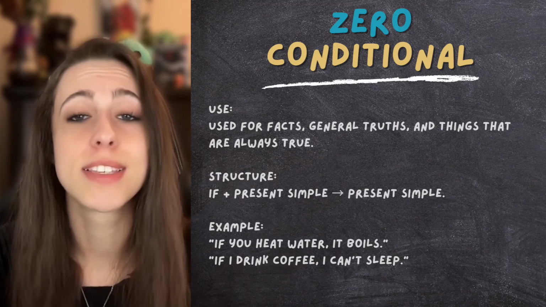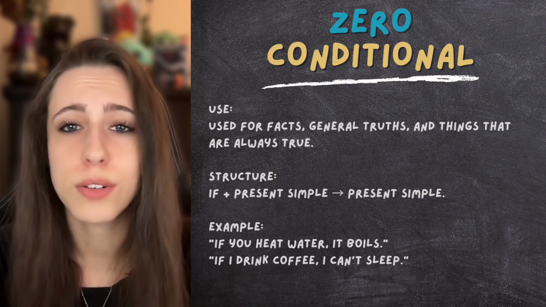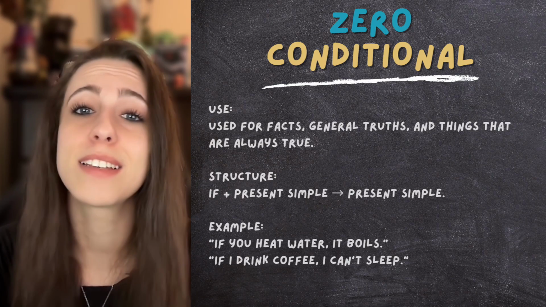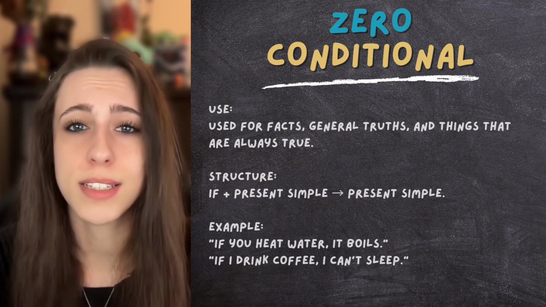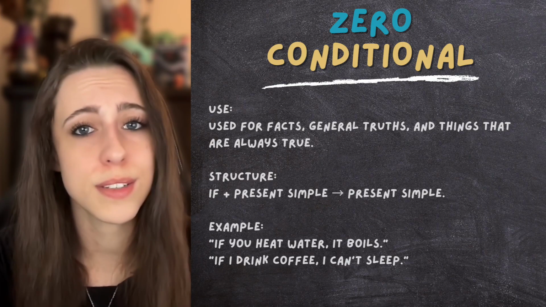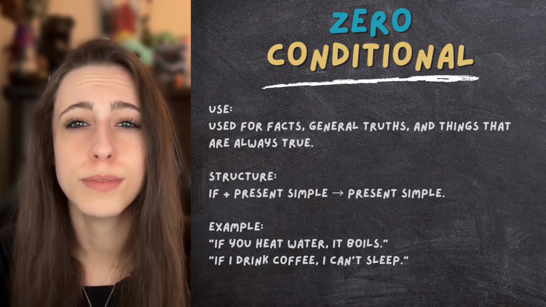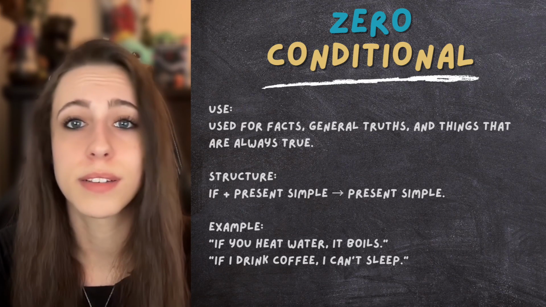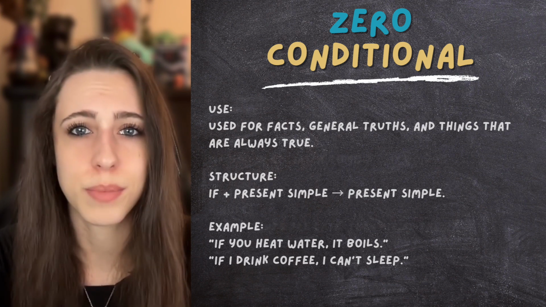Let's first have a look at the zero conditional. These are used to talk about general truths, facts, and things that are always true. The structure for these sentences is if, present simple, present simple. For example, if you heat water, it boils. If I drink coffee, I can't sleep.